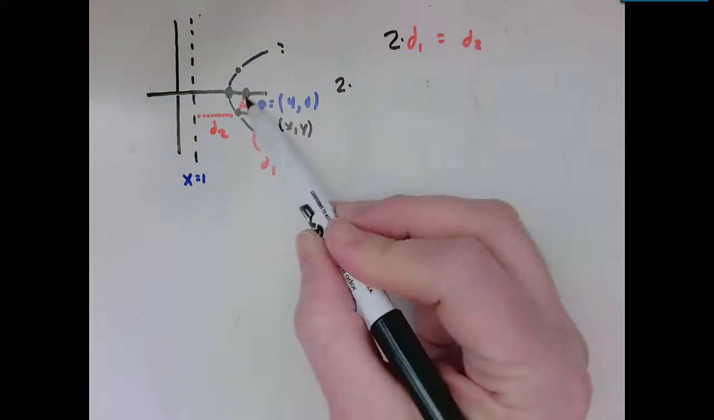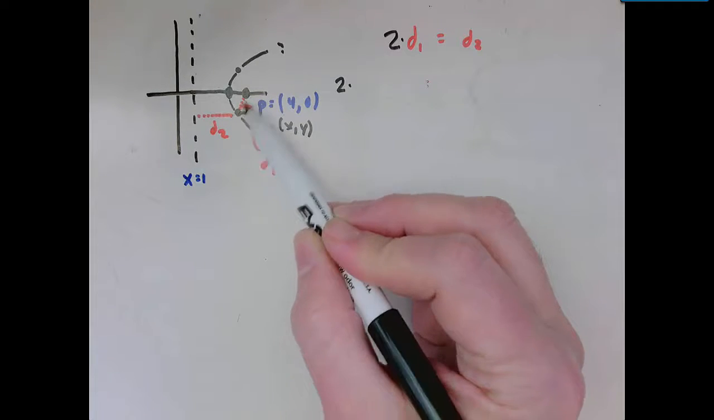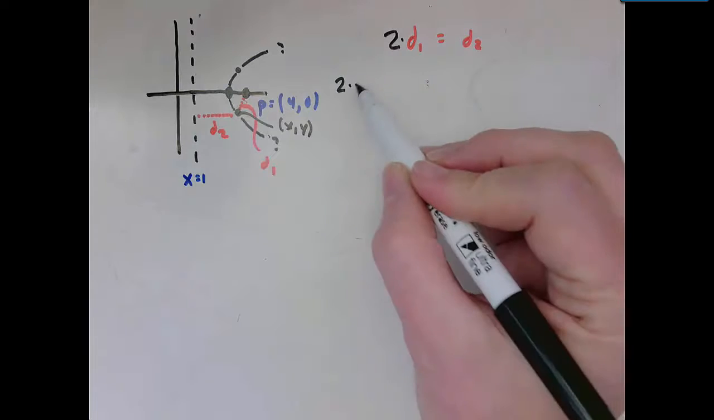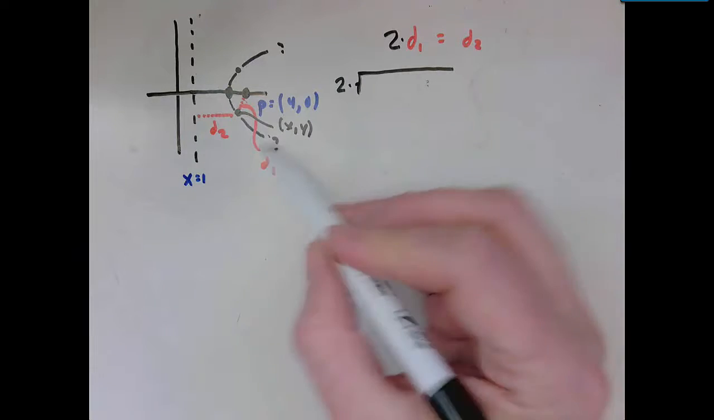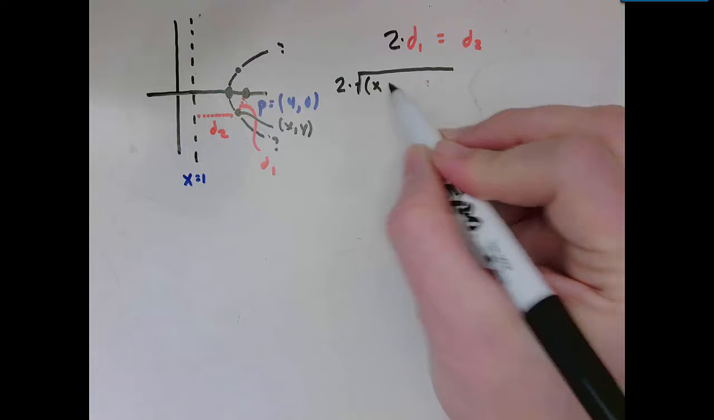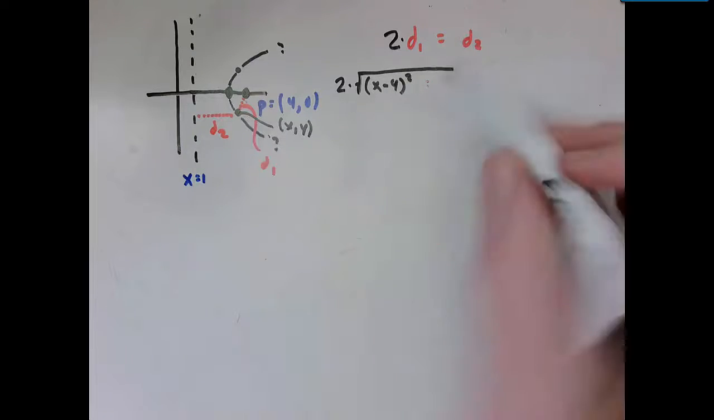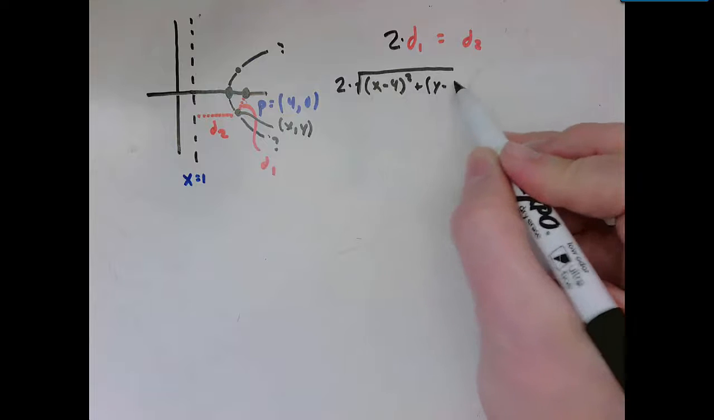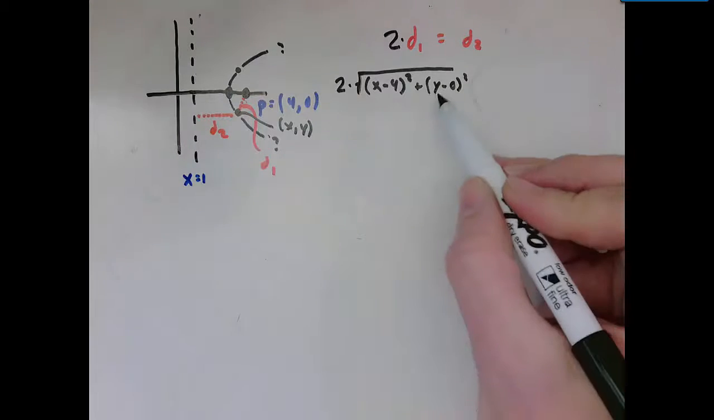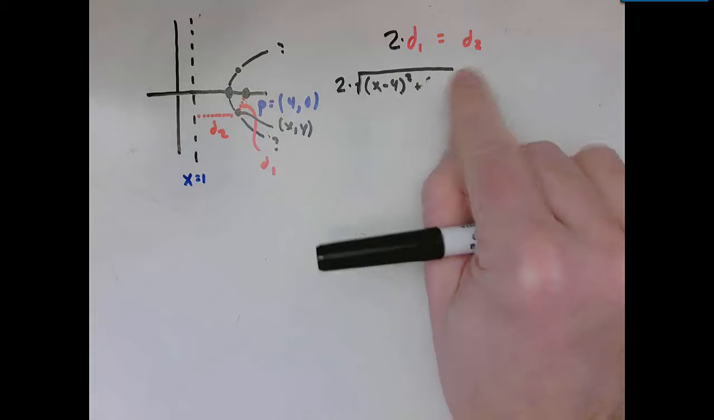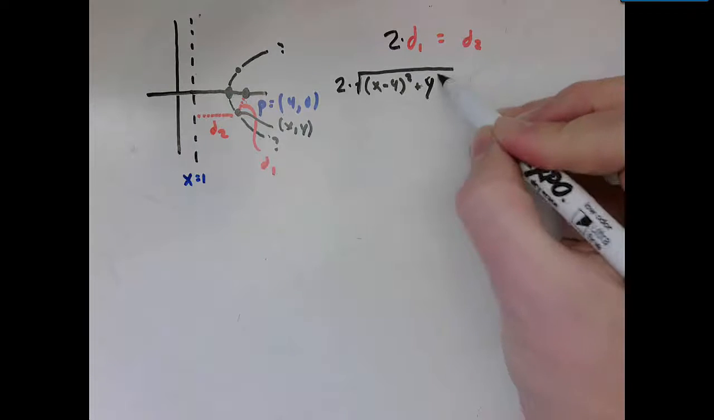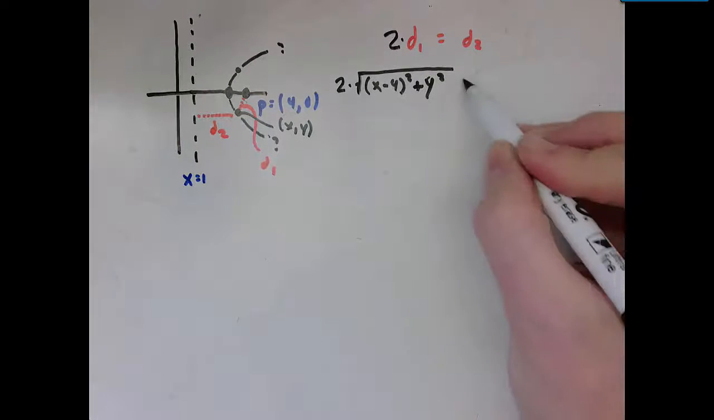So this distance is going to be possibly a diagonal line, and so we're going to use the distance formula. So let's see. Let's do x minus 4 squared. That's the difference in x's. And then y minus 0 squared. Well, it's a little silly to write y minus 0 squared, isn't it? So let's just write y squared. Okay, so that's distance 1.